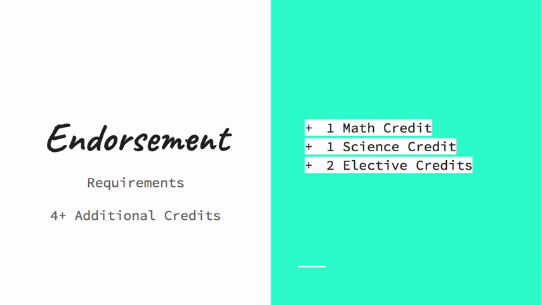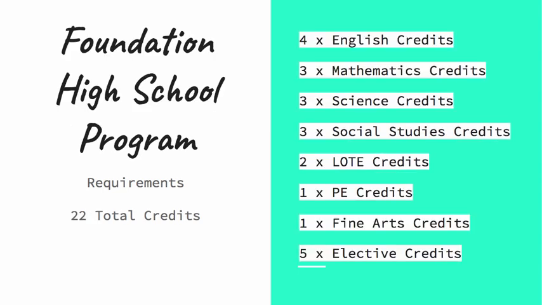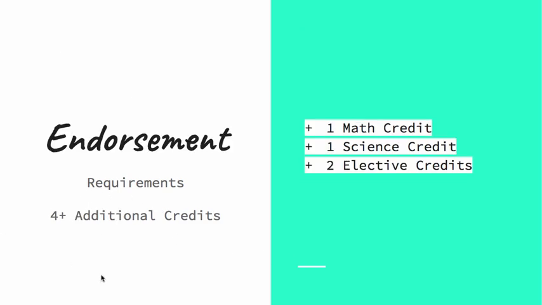To get an endorsement, you need an additional math, an additional science, and 2 additional elective credits. Plus, you need to make sure that you satisfy the requirements for the endorsement that you want. So going back to this, that changes this to being 4 math, 4 science, and this to be 7 elective credits. So it goes from a total of 22 to a total of 26.